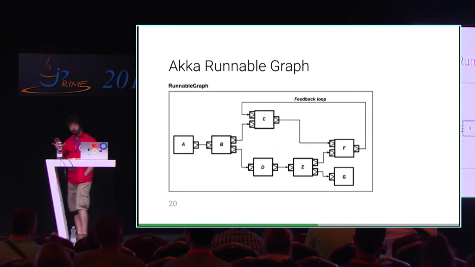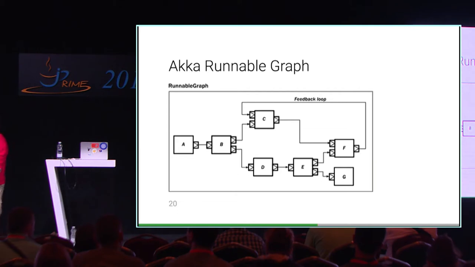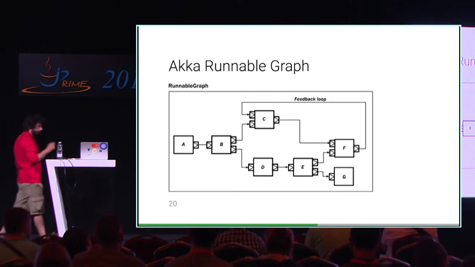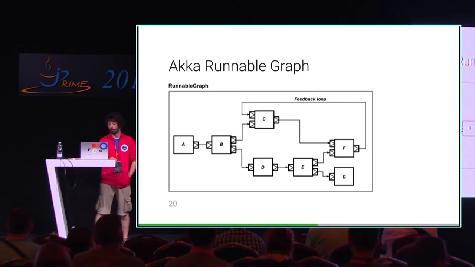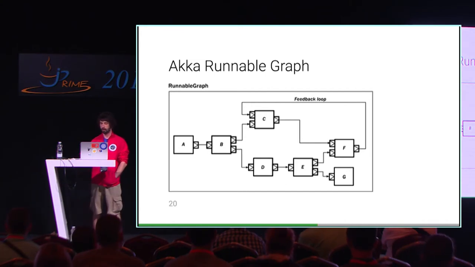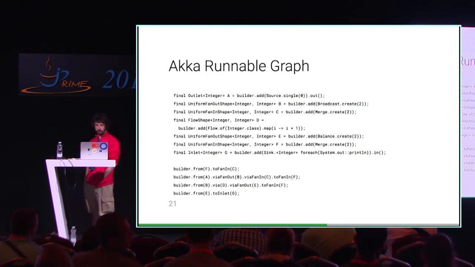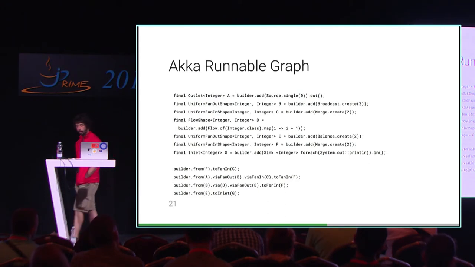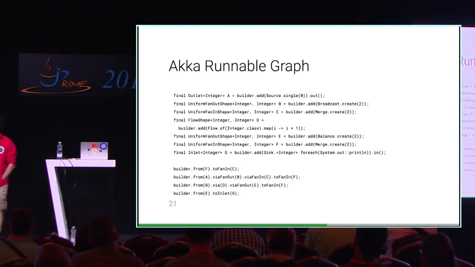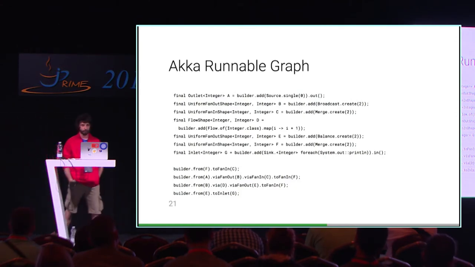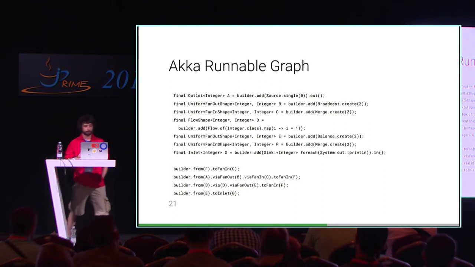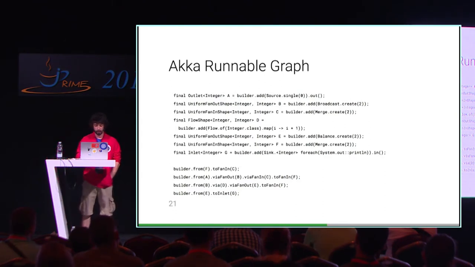I talked about Akka and about the shapes and the actors. So we have this kind of graph there. That's the graph that Akka is using. And I talked about the DSL as well, and that's actually the DSL one can use to create a graph like that. This is very different from what we do with RxJava and Reactor, but it's also very nice.